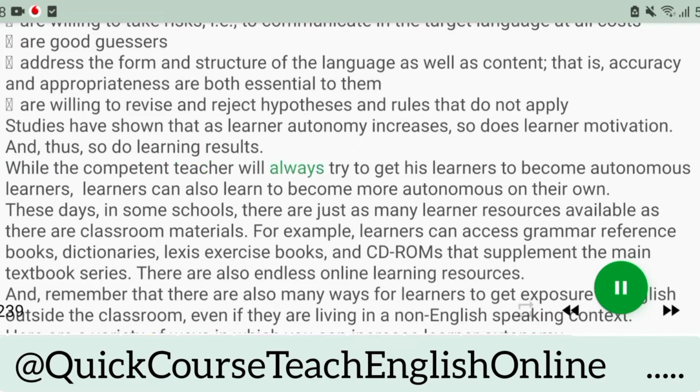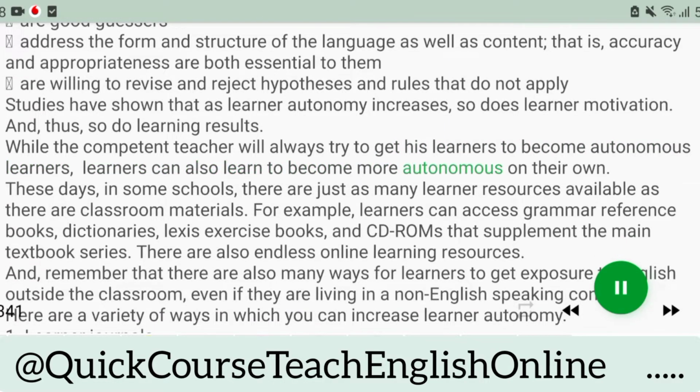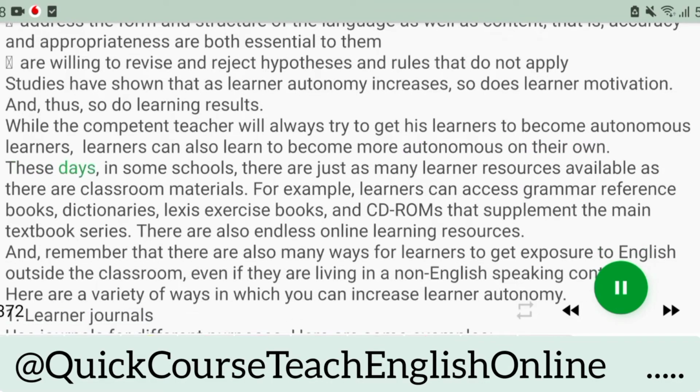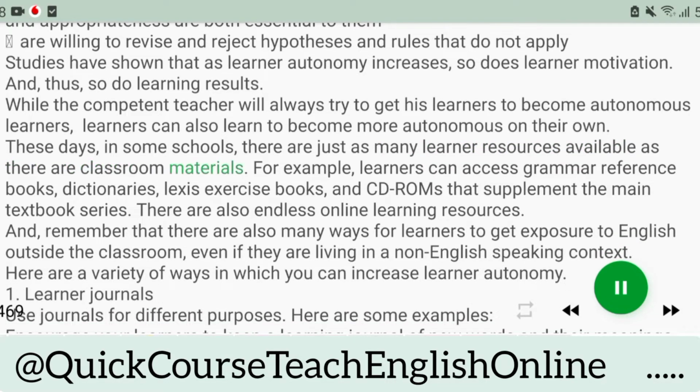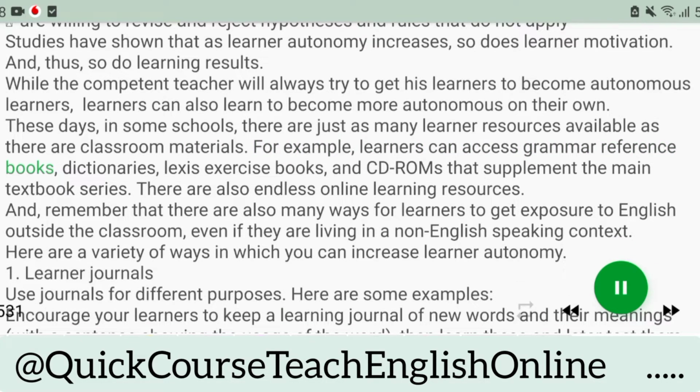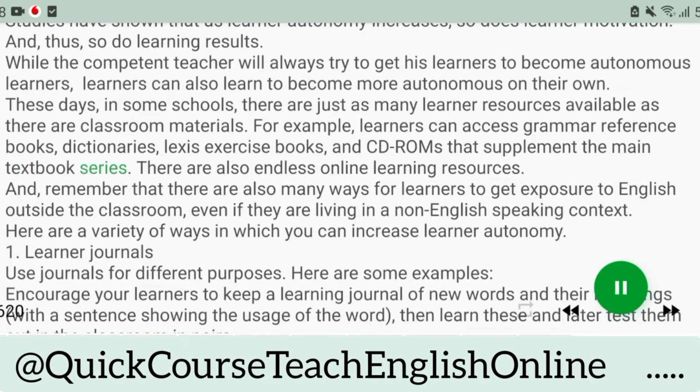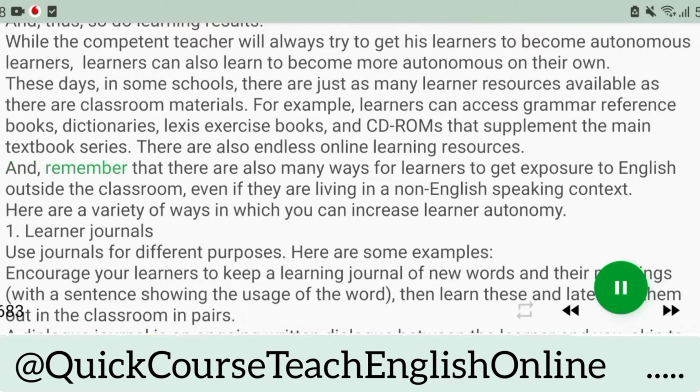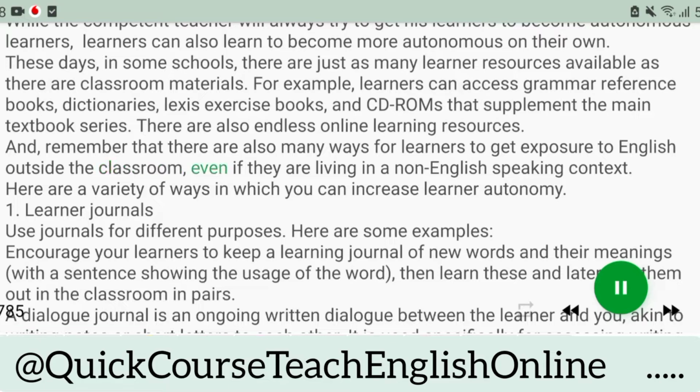While the competent teacher will always try to get his learners to become autonomous learners, learners can also learn to become more autonomous on their own. These days, in some schools, there are just as many learner resources available as there are classroom materials. For example, learners can access grammar reference books, dictionaries, Lexis exercise books, and CD-ROMs that supplement the main textbook series. There are also endless online learning resources. And, remember that there are also many ways for learners to get exposure to English outside the classroom, even if they are living in a non-English speaking context.